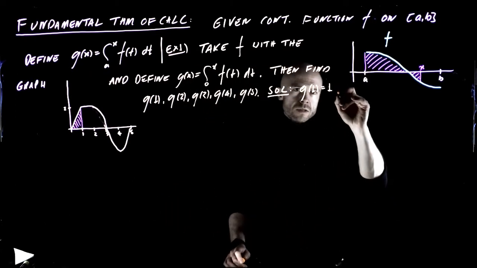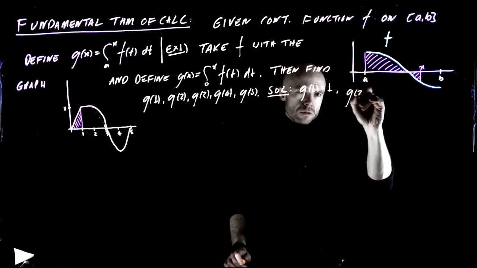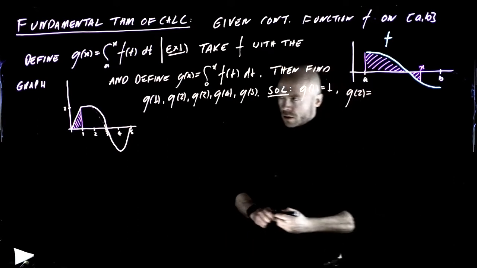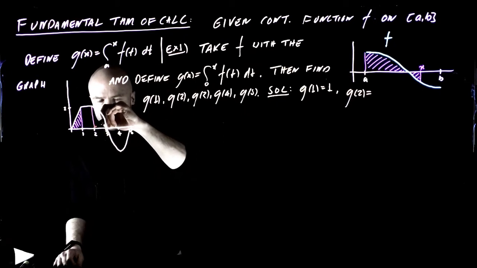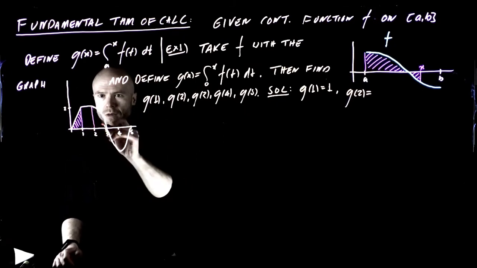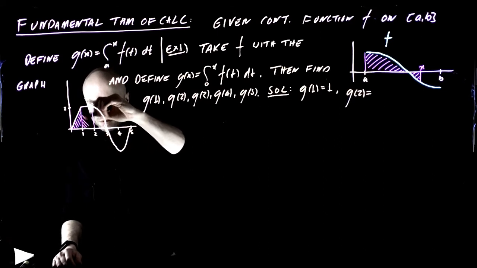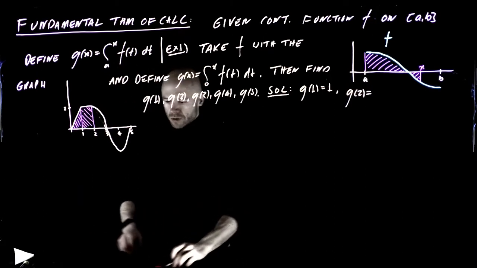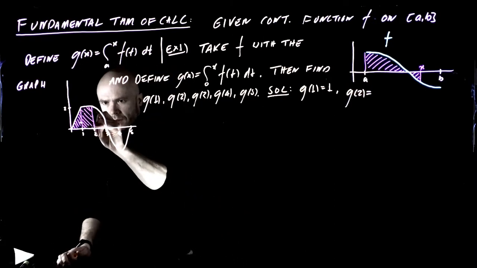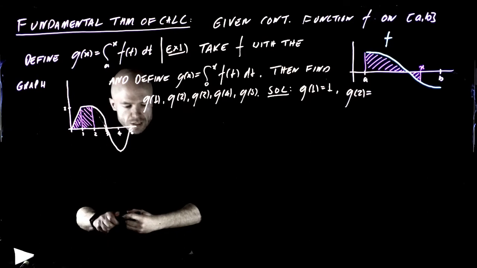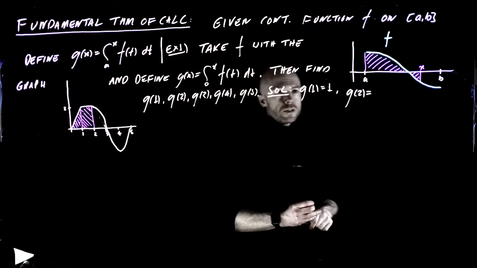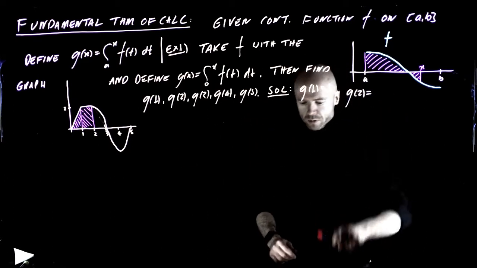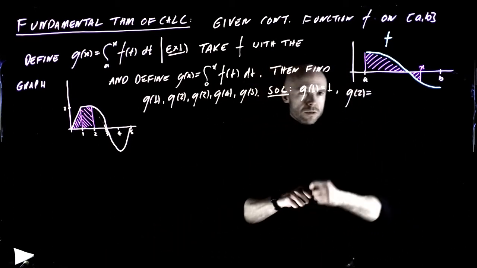Now G of 2. Okay, let's sketch it in. G of 2 is everything from 0 to 2, so it's all this stuff. This stuff here is area 1, and this next part has area 2, because it's got base 1, height 2. So the total of those things together is just 3. So G of 2 is 3.